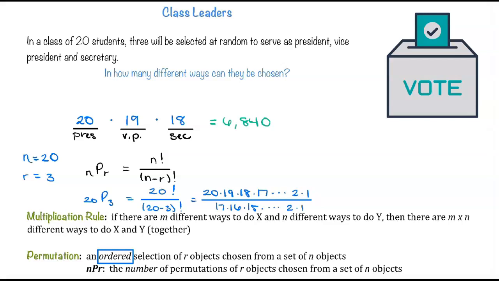And simplifying, notice that all factors of 17 through 1 are in both the numerator and the denominator. So they all simplify to a factor of 1, leaving us with just 20 times 19 times 18, which is exactly what we came up with intuitively, or 6,840.